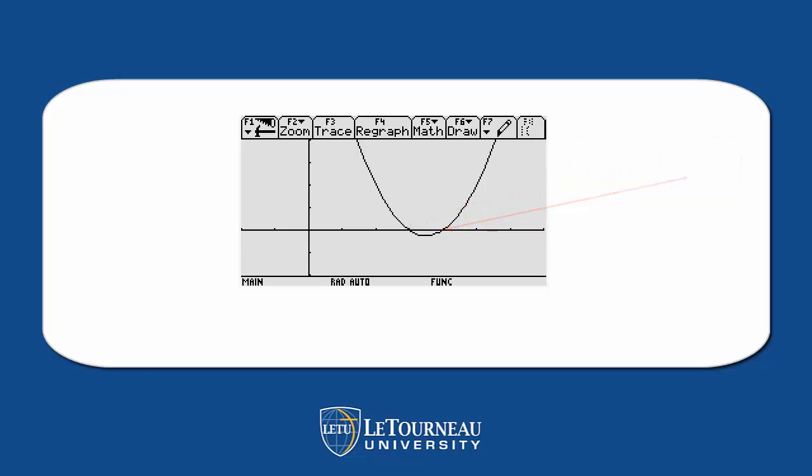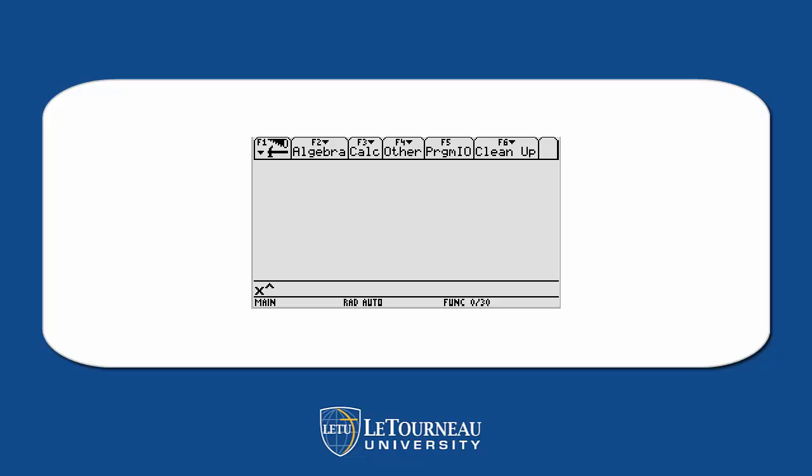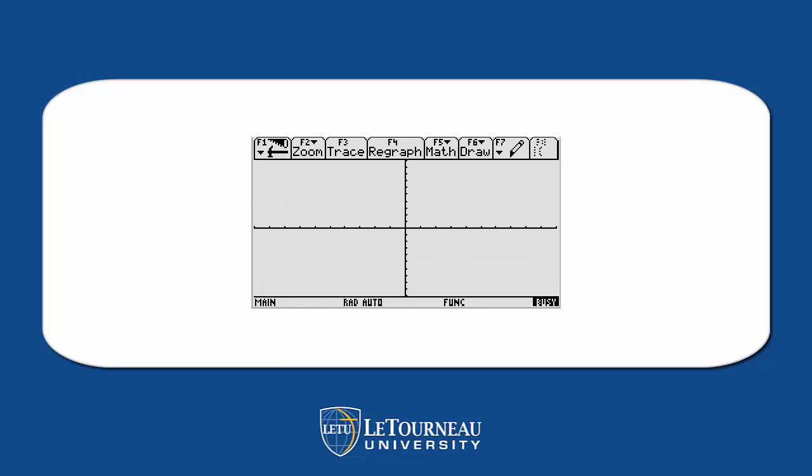So now, the one thing we have to remember here is that a parabola may not have x-intercepts. So let's go back to the calculator and check out one that's not going to cross the x-axis. x squared minus 2x plus 4. Let's store it in y1 of x. Done. We will go to graph, and we're going to zoom standard. And we will notice here, look at that, no x-intercepts.